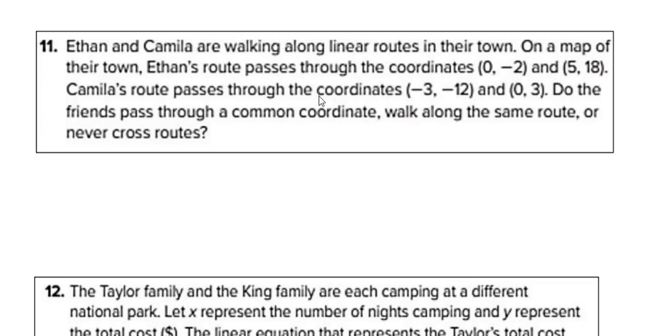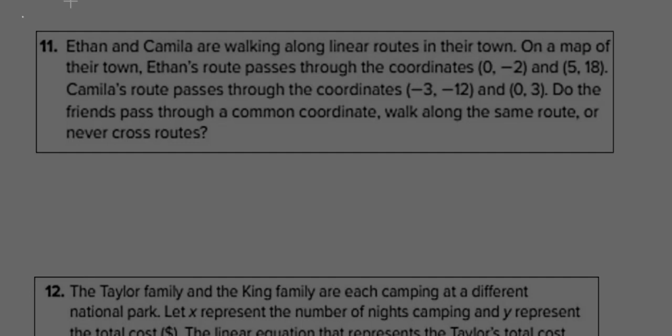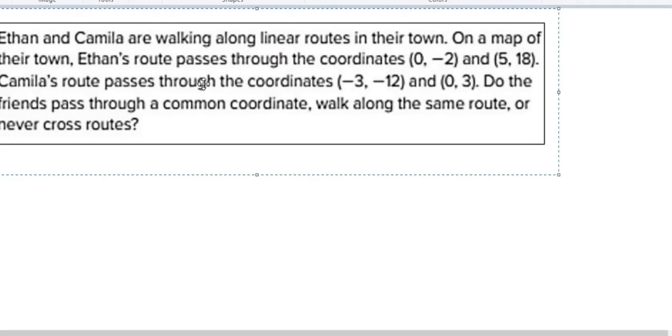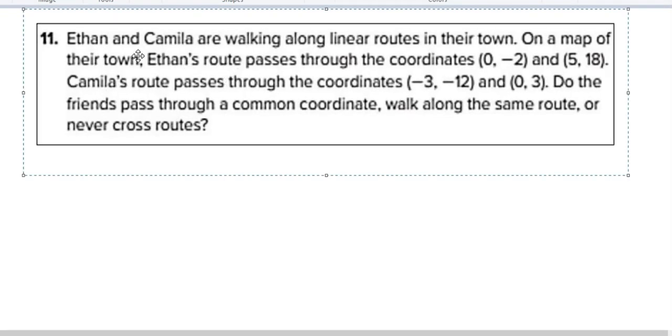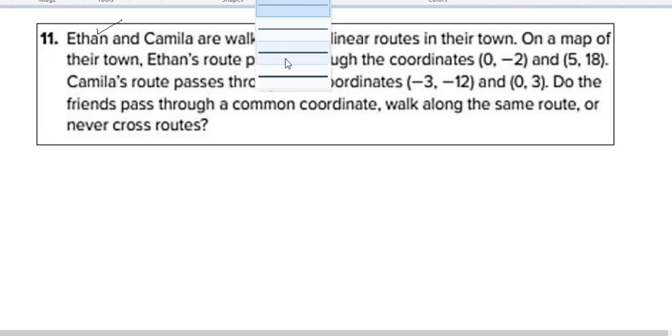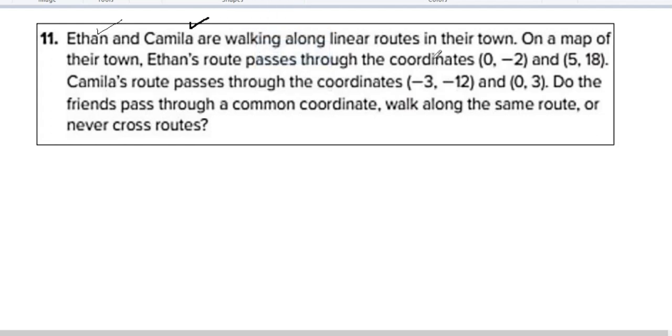So look at question number 11. How to do this question? I'm taking this question on my white sheet. So here we have the question. How are we going to solve this question? They're talking about two people, Ethan and Camilla, who are walking along linear routes on a map. Ethan's route passes through the coordinates given to us.